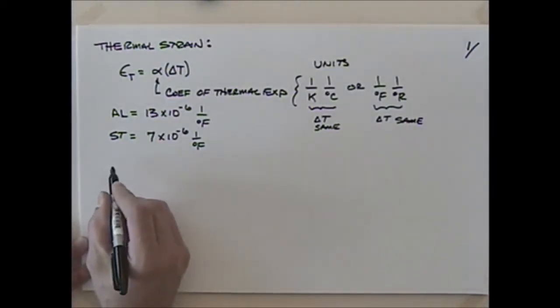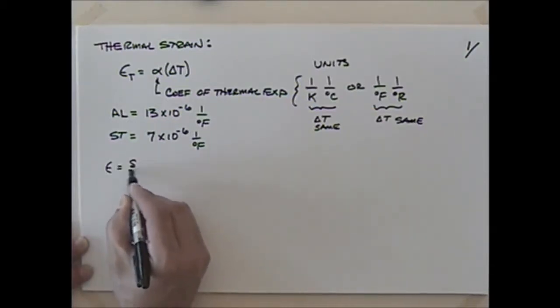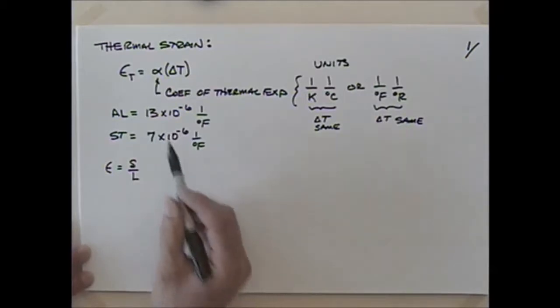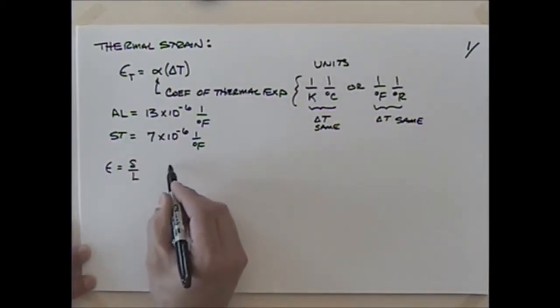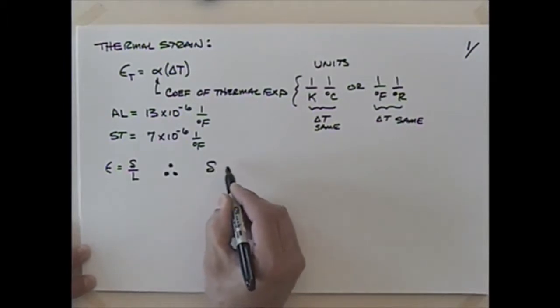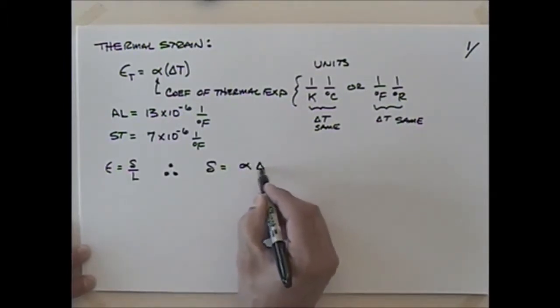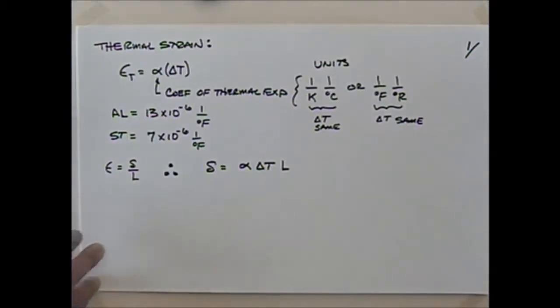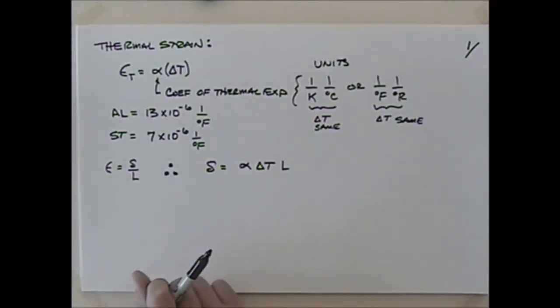Well, remember that strain, in general, was equal to delta over L. So if I set that equal to the thermal strain, I can say that the change in dimension is equal to alpha times delta T times the original length. And that's going to have whatever units we put the length in. If we put the length in inches, it would have units of inches. If the length is in feet, it'd have units of feet, because the units on alpha and delta T should cancel out. Questions on that so far?